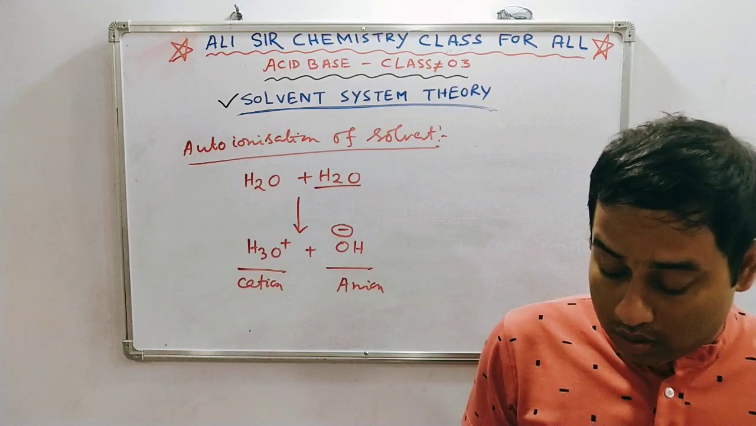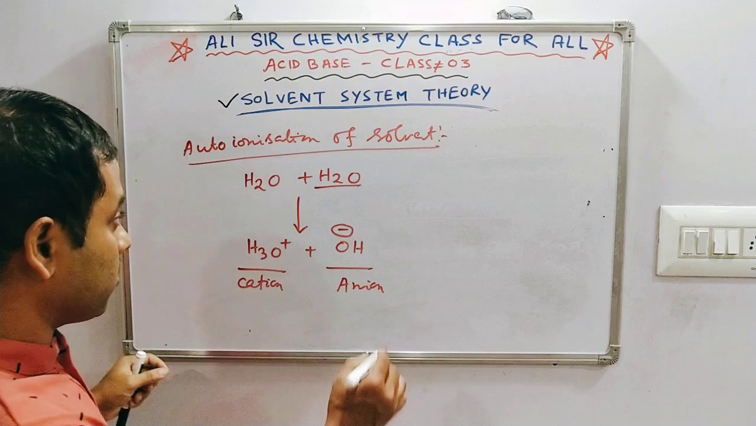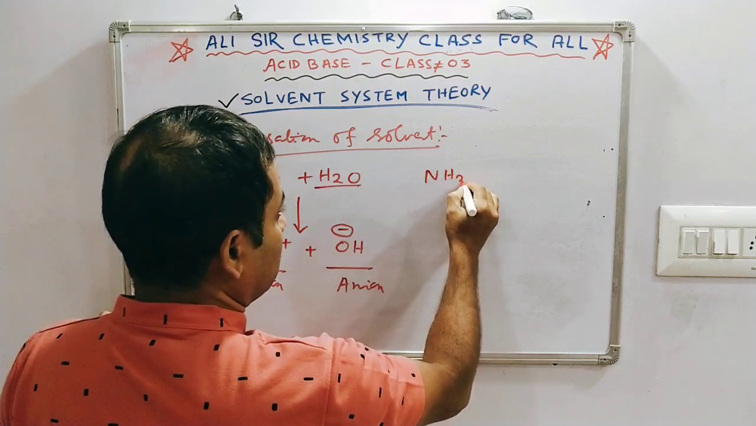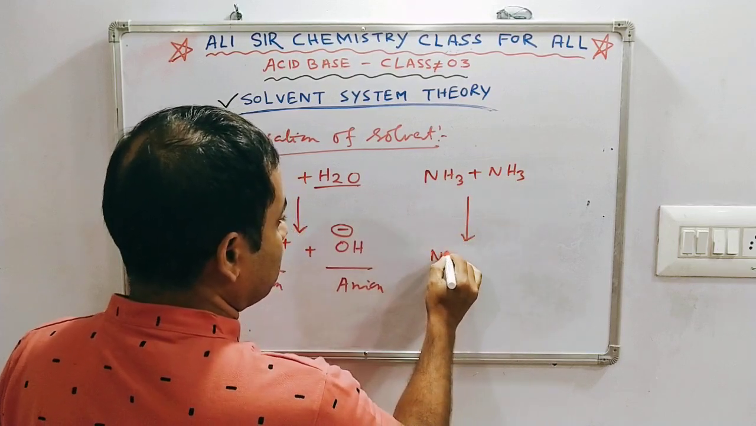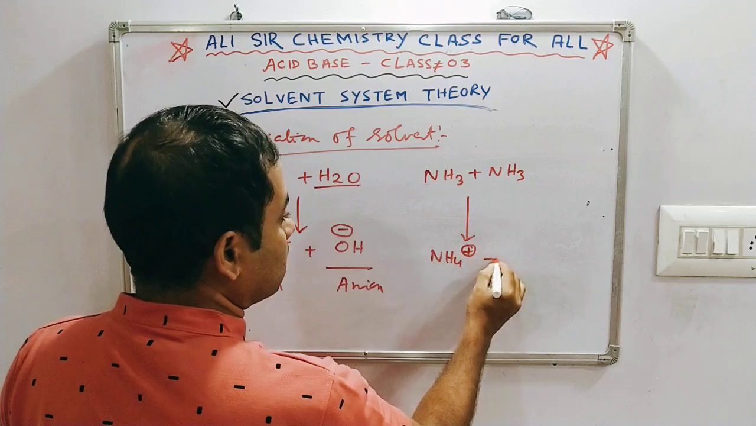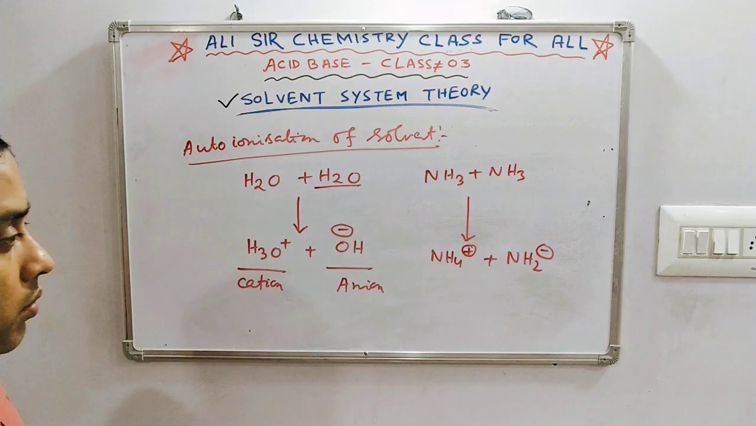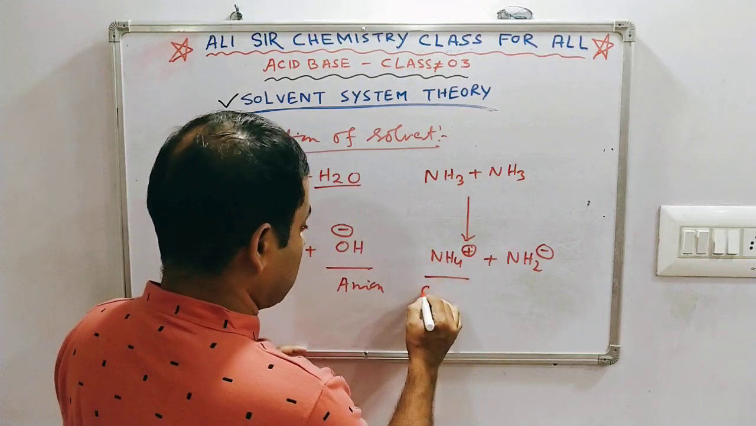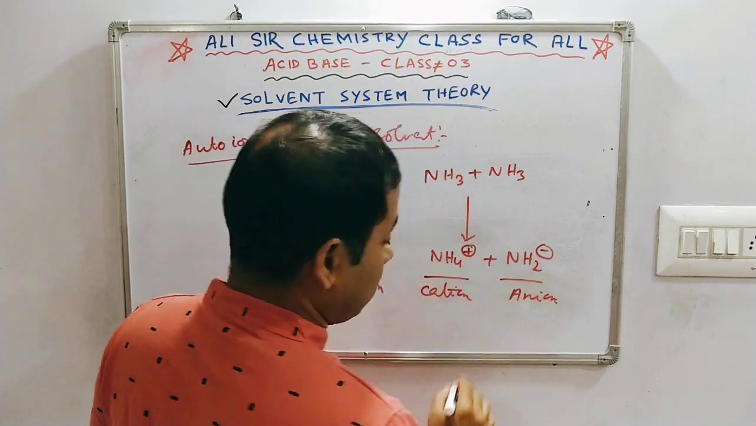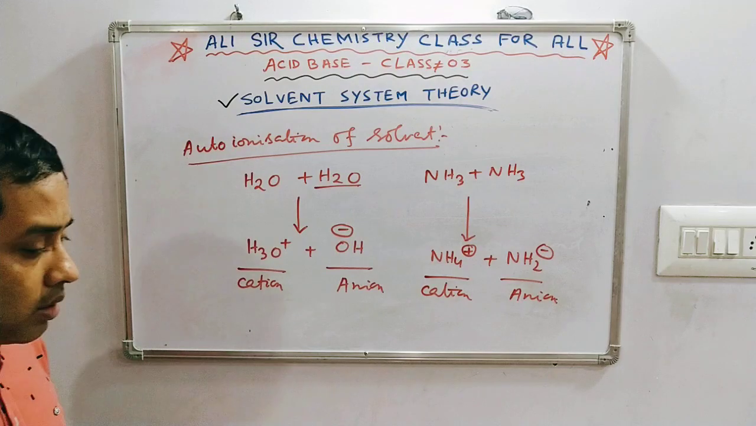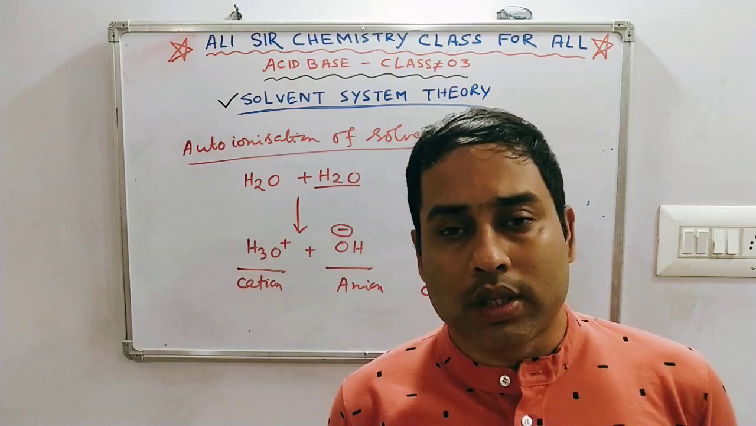So it may be protic or aprotic, doesn't matter. Say another example of a solvent: ammonia, liquid ammonia. One molecule will abstract a proton and become NH4 plus, and another molecule donates H plus and becomes NH2 minus. So this is the cation and this is the anion. All of you know a cation is an electron deficient center, and an anion is an electron rich center.